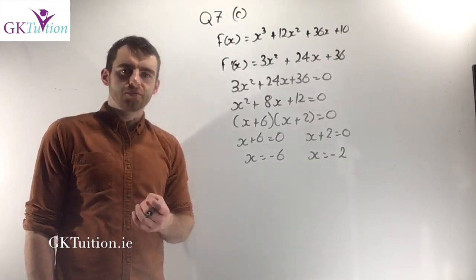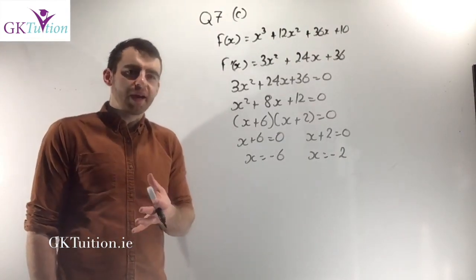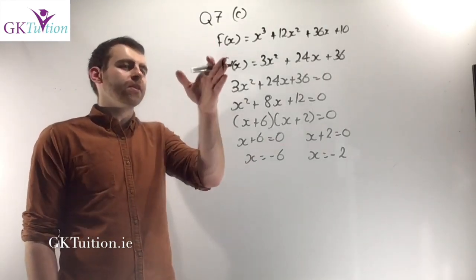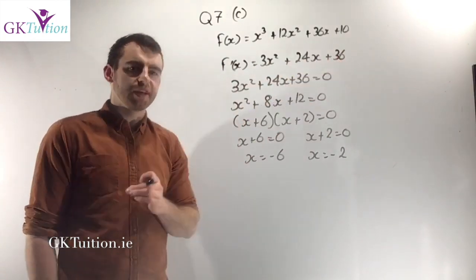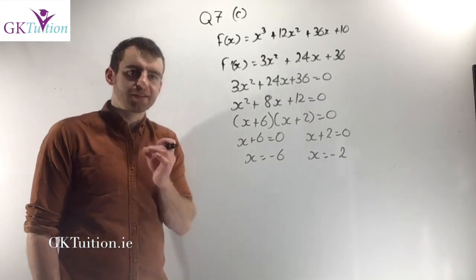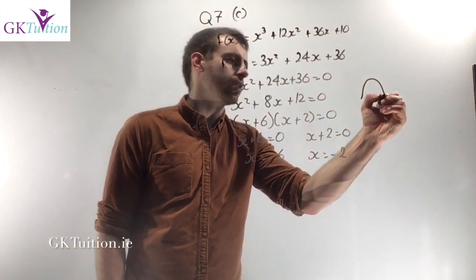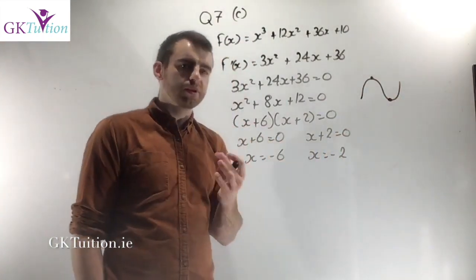So part C is a direct continuation from part B. In part C, you were asked to find the maximum and minimum turning points of f of x. We've already identified that the derivative of f of x is 3x squared plus 24x plus 36. Remember that the derivative of a function represents the slope. And in order to identify the turning points of a function, we have to identify when the slope of the function is equal to 0.